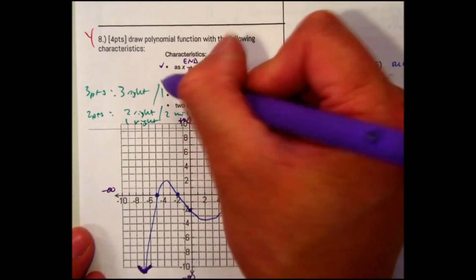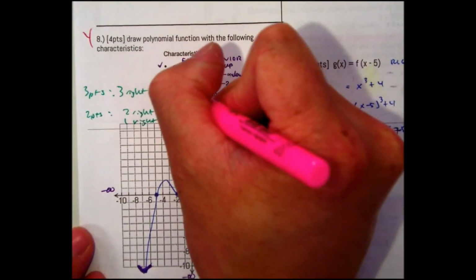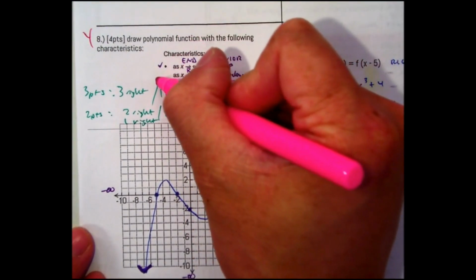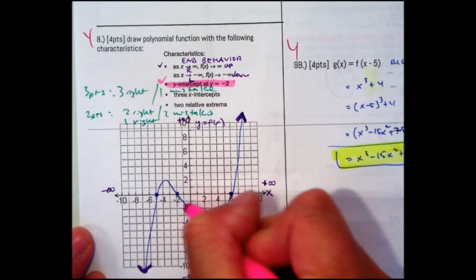The second characteristic tells us that the y-intercept should be negative 2. It just means the graph has to go through negative 2. So what I like to do is I just draw a point like this.